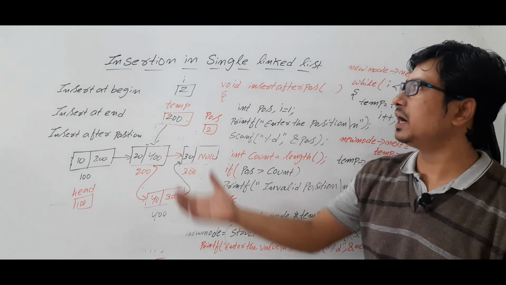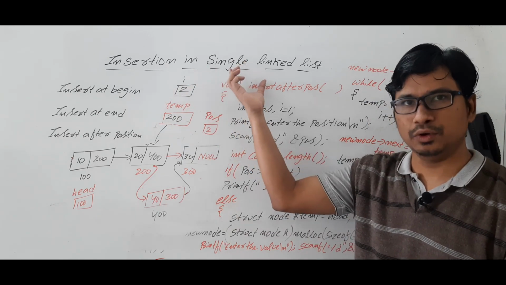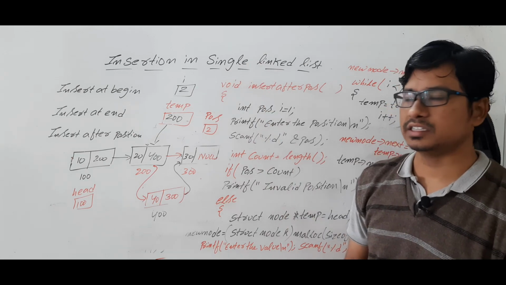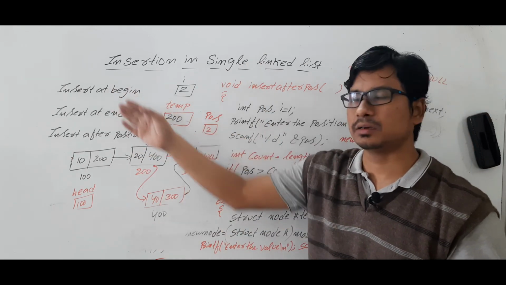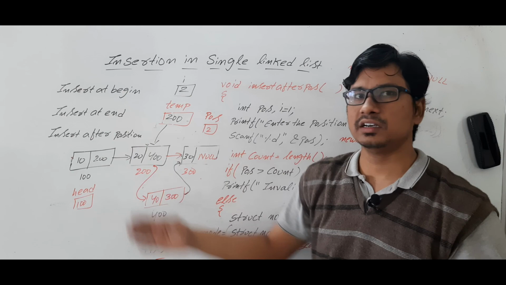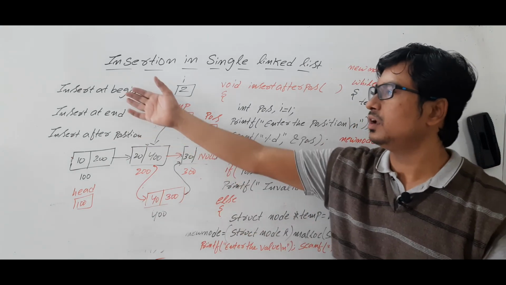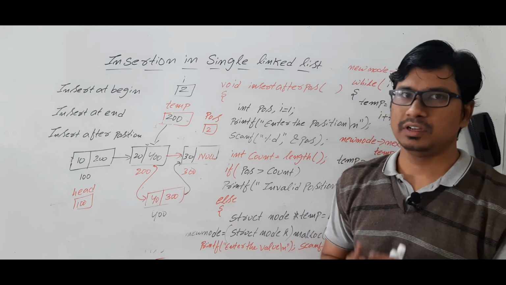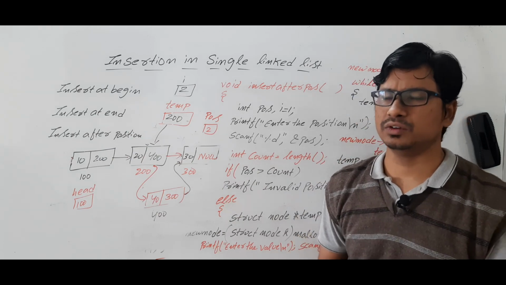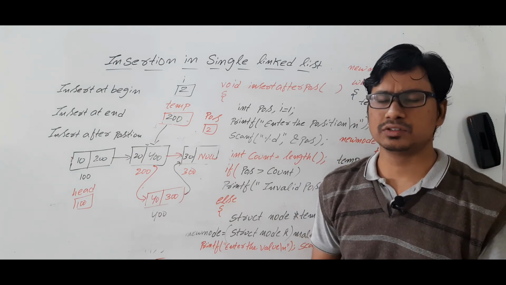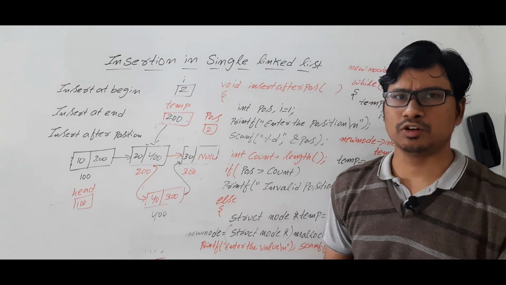I hope you have understood how you can insert a node in the single linked list. We have 3 scenarios: insert at begin, insert at end, and insert after a particular position. I have discussed the pseudo codes for all these 3 scenarios. I hope you have understood.